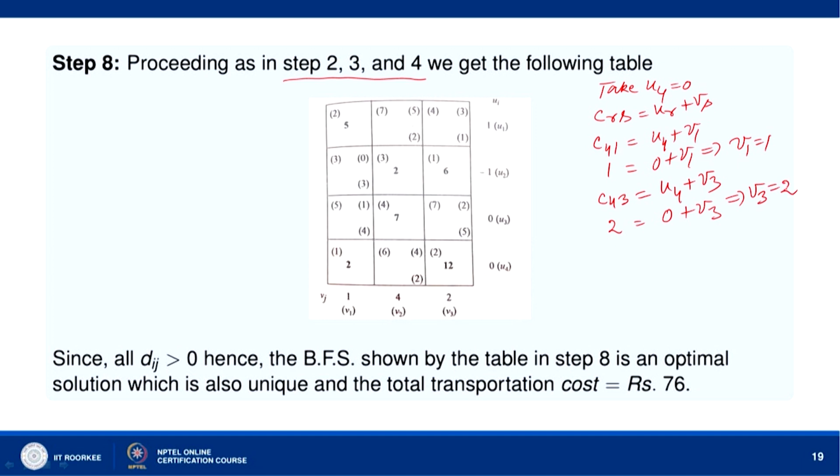Now, then we are giving 5 to cell 11. So, C11 equal to u1 plus b1. C11 equal to 2. So, 2 equals u1 plus b1, and b1 equal to 1. So, this gives u1 equal to 2 minus b1, that is 2 minus 1 equal to 1. And then we are giving two units to second row second column, C22.